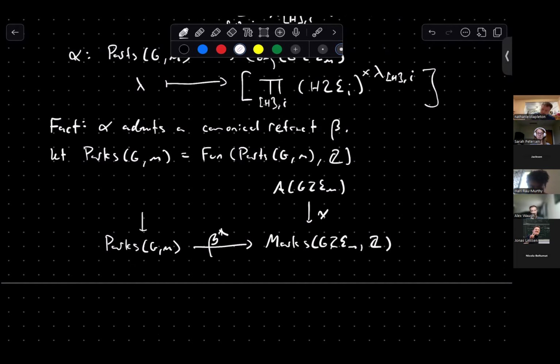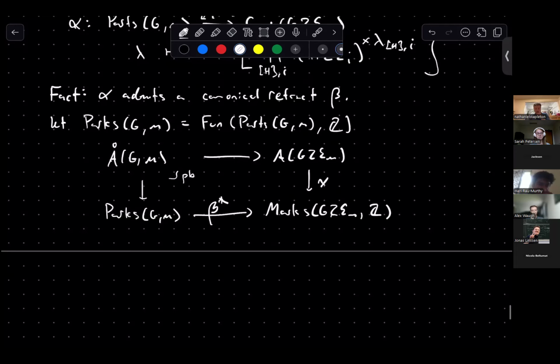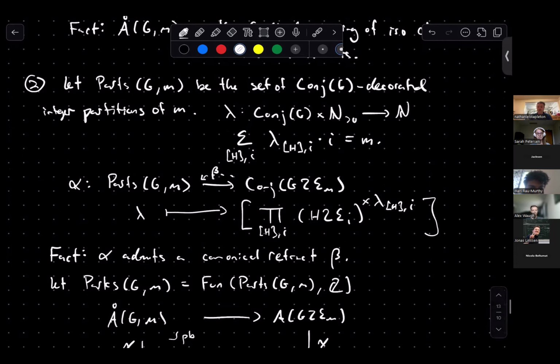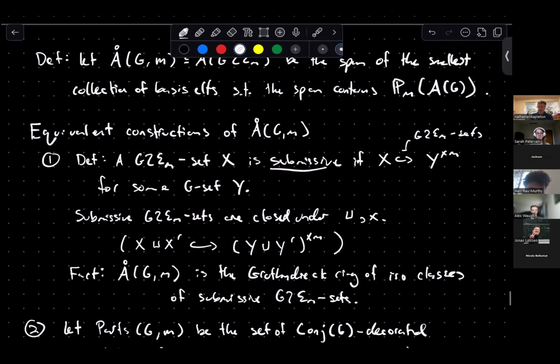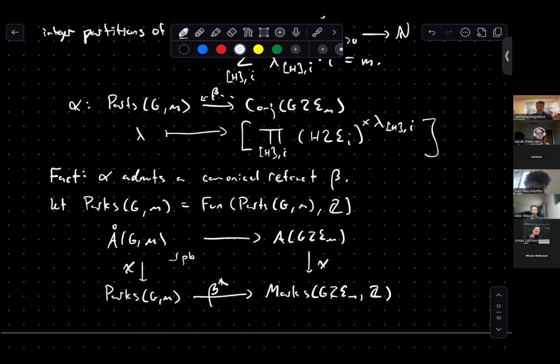And it turns out that A-star of G comma M is the pullback. So there we go. There's another description of A-star of G comma M. It's this pullback, and this equips us with a character map for A-star of G comma M. So this special subring of A of G wreath sigma M also has character theory, and that character map lands in something more combinatorial than the character map for the Burnside ring of G wreath sigma M.